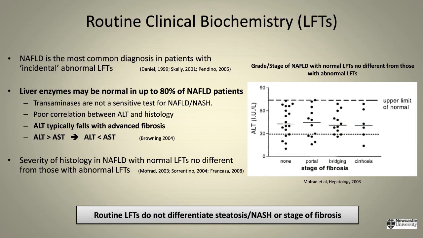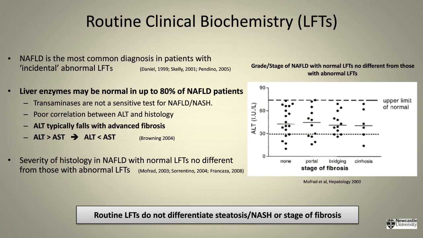So, can we use LFTs to help us find these people? Well, the bottom line here is not really. Liver enzymes may be normal in up to 80% of people with fatty liver. Transaminases are not a sensitive test, and there's a poor correlation between ALT and histology. I direct your attention to the figure, the graph on the right. What you have here is ALT on the vertical axis and stage of fibrosis on the horizontal axis. And as you can see, ALT falls over time.